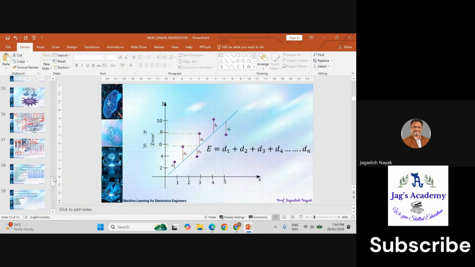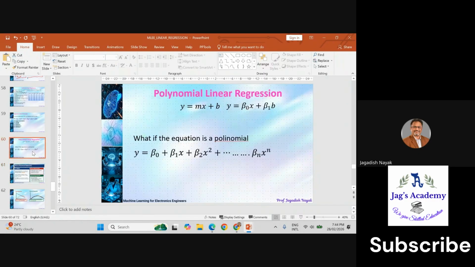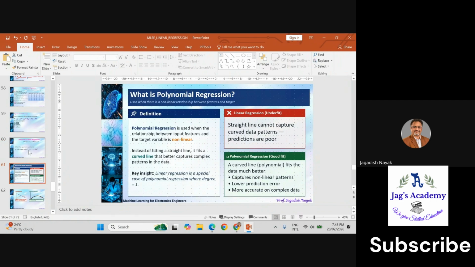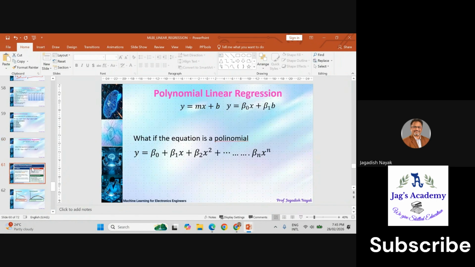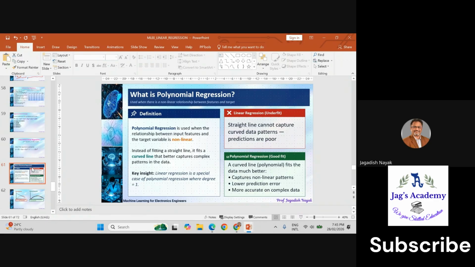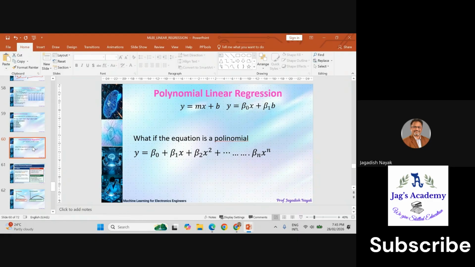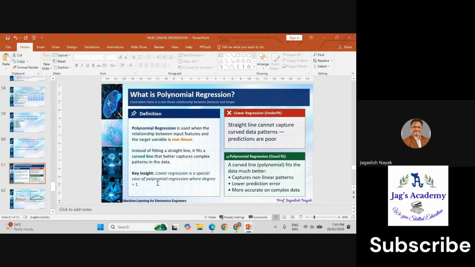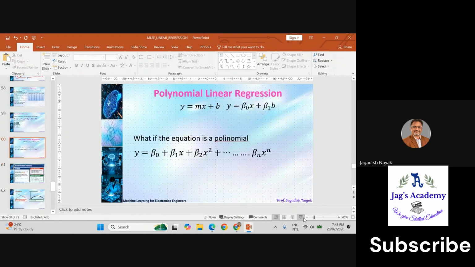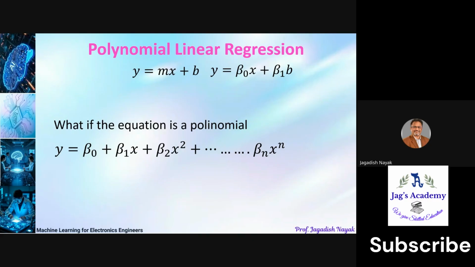What is polynomial linear regression? Why is polynomial linear regression required? Sometimes the data may not be in a linear shape. When the data is a little bit distributed in a curved shape, then your straight line and straight plane definitely will not work. In such cases, we have to go for polynomial linear regression.